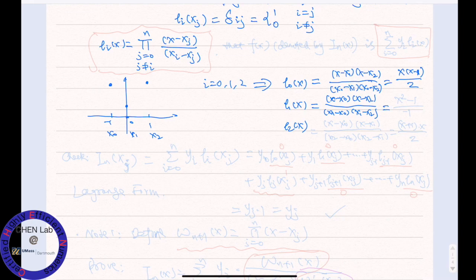So in our case, x minus x0 is x minus 1, which is x plus 1, times x minus 1, which is x minus 1, right? It's x squared minus 1, divided by, you evaluate at x1, which is 0. You evaluate at 0, you're going to get negative 1, right?